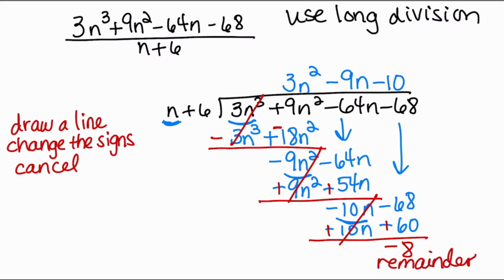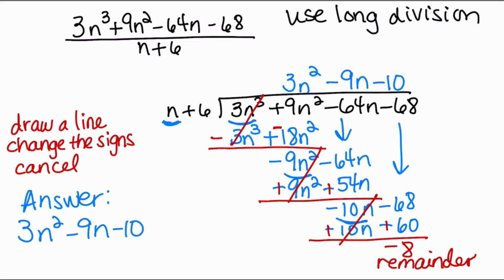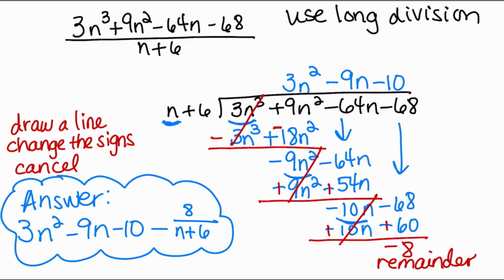Okay, so how do I write my final answer? My answer is going to be 3n squared minus 9n minus 10. I'm going to put minus because the 8 is negative. If the 8 would have been positive, I would have written plus. Okay, so I'm going to write minus 8 over what I'm dividing by, which is n plus 6. And so this is going to be my final answer.